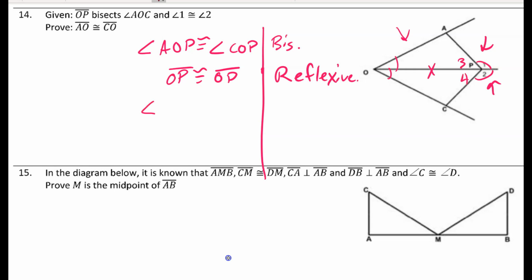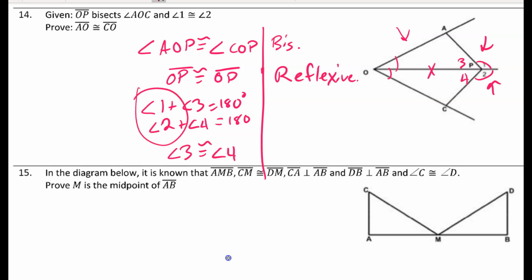And again, I could make one of those supplementary arguments where angle 1 and angle 3 sum to 180, and angle 2 and angle 4 sum to 180, which must mean that angle 3 is congruent to angle 4, because I already know that angle 1 and angle 2 are the same, because supplements of congruent angles are congruent. Now look at that. I've got an angle, I've got a side, I've got an angle. We're in business. So this would be enough to prove the triangles are congruent, and then just give yourself a CPCTC to say why AO is congruent to OC.